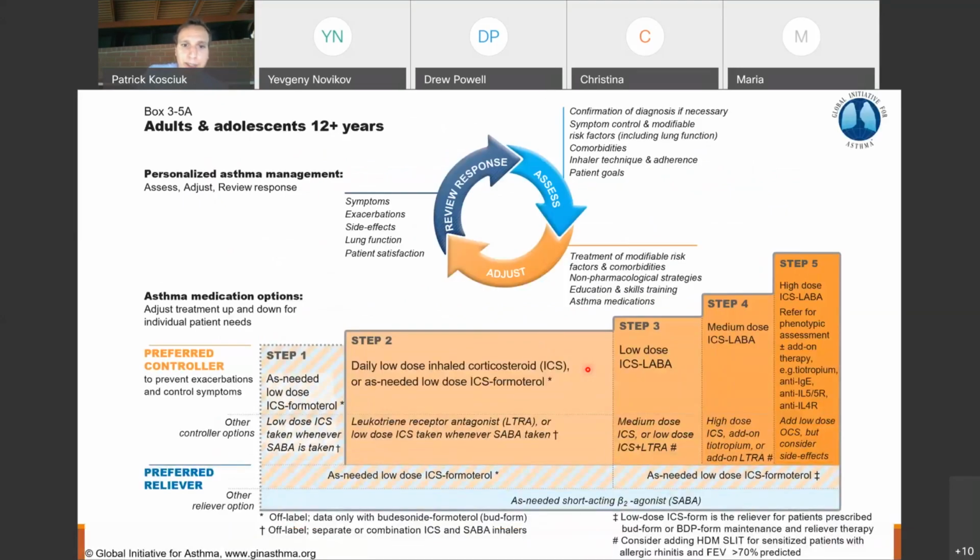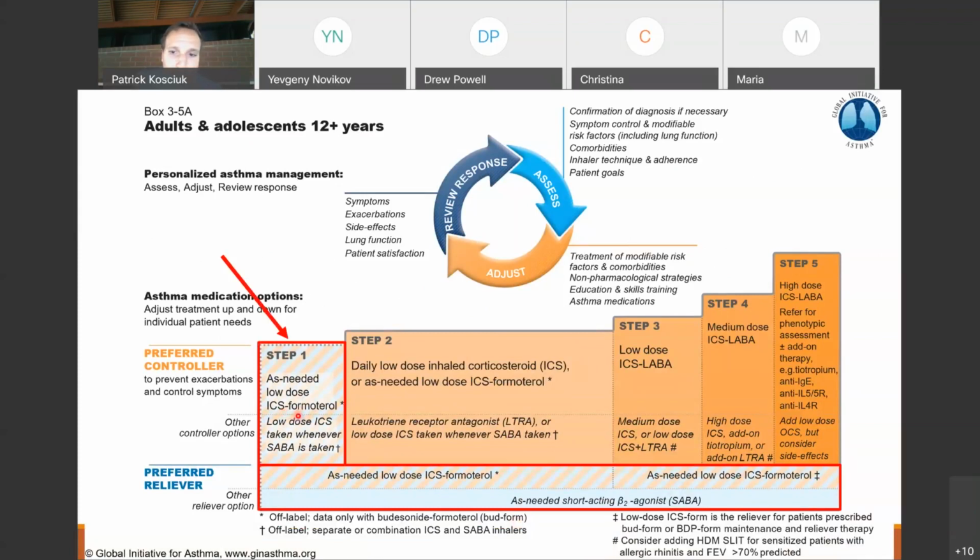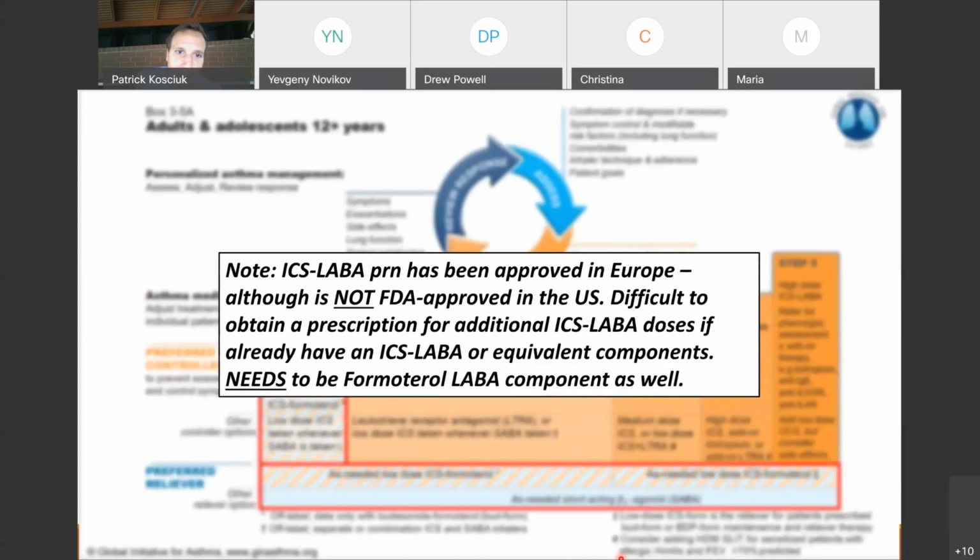So let's go back to our medication rubric. Again, I highlighted this low-dose ICS-formoterol, and I'm putting this caveat in bold here to note that this is not FDA-approved therapy in the US, although Europe is using this. Patients that are using their ICS/LABA PRN, I guess arguably it's better than them not using anything at all, and arguably it's better than them using their albuterol PRN. The important thing here is it has to be a formoterol LABA. The reason for the formoterol LABA is because it has a quick onset of action similar to albuterol, surprisingly. It just acts for longer.